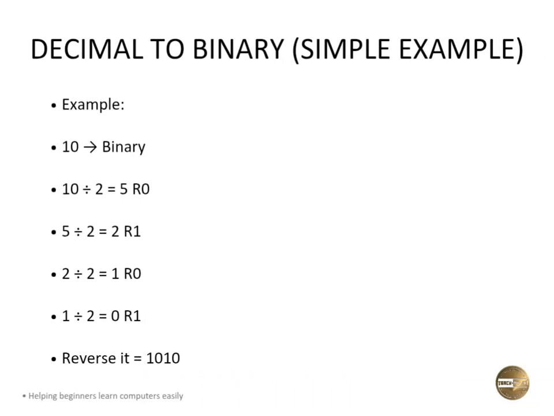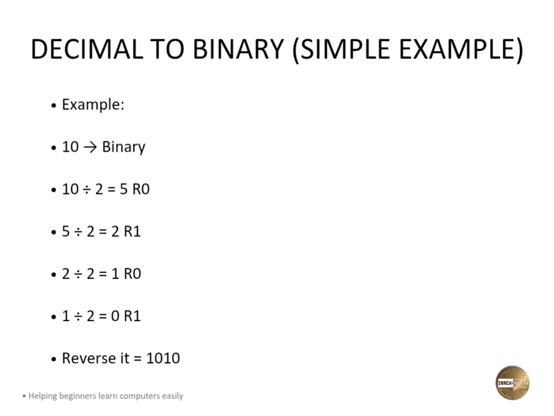Now let's see how to convert decimal to binary with a simple example. Now let's convert decimal 10 to binary. Divide by 2 and note the remainders. So 10 divided by 2, you get 5. You can name the remainder as R0.